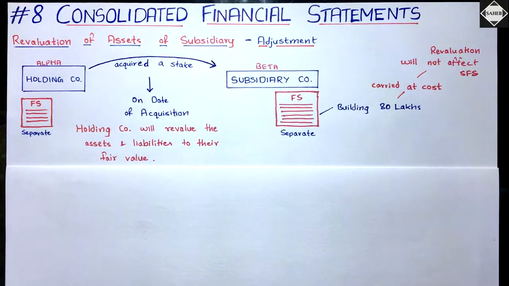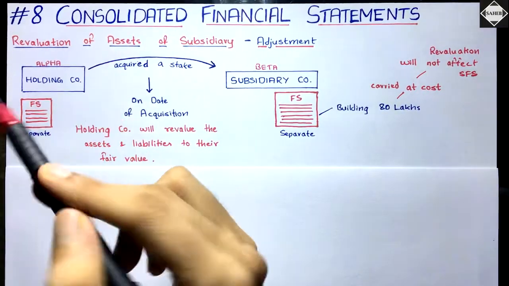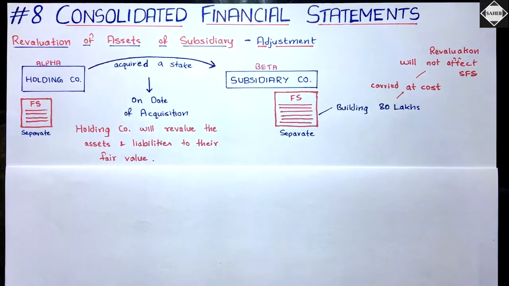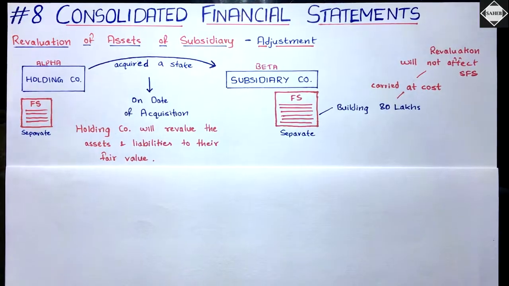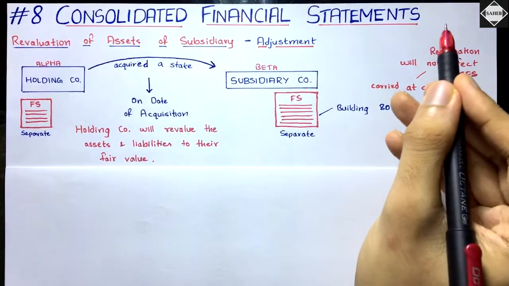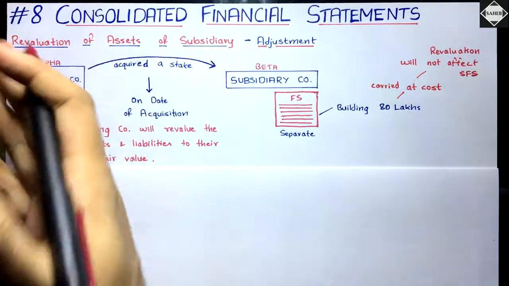Today we are going to see another adjustment of consolidation, called revaluation of assets and liabilities of the subsidiary company. But before discussing the technicalities of this adjustment, like what differently we have to do, first let's understand the background of this adjustment. How did this adjustment come into the picture? Why do we need to do revaluation?